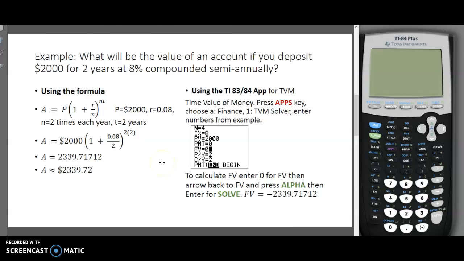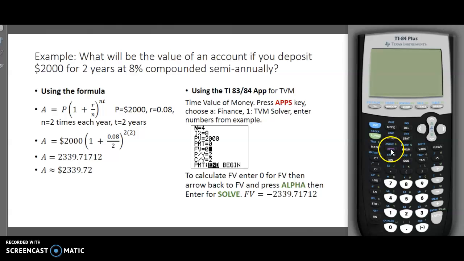So, as far as the procedure, we're going to find the apps button, which is the 3rd row, 2nd button in, and when I click that, first turn my calculator on. When I click the apps button, I choose finance, and my first choice on the calculate menu is TVM solver, and that is time value of money solver. Choose 1 again. Now I need to put these numbers in specifically for each individual problem.